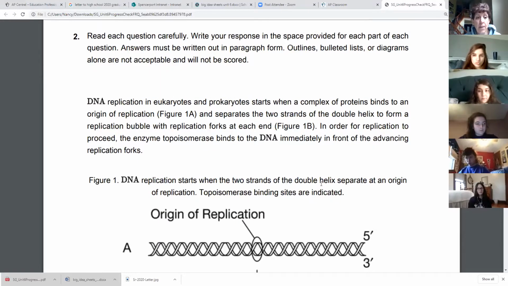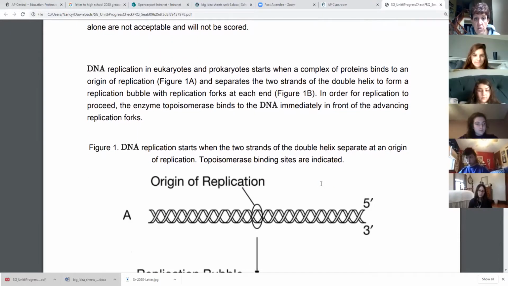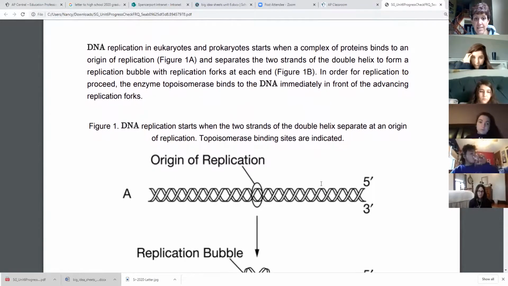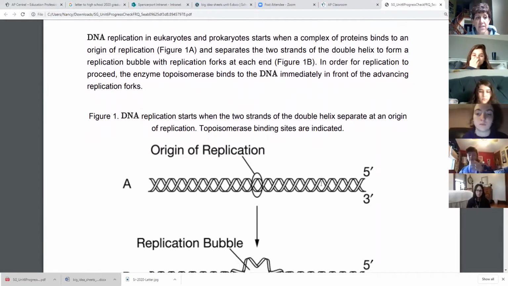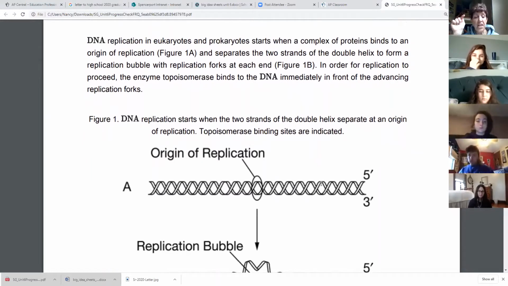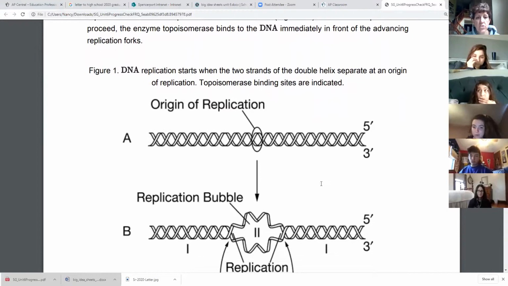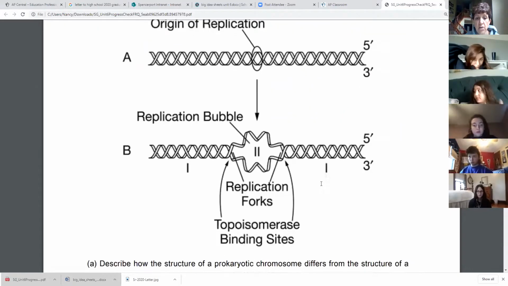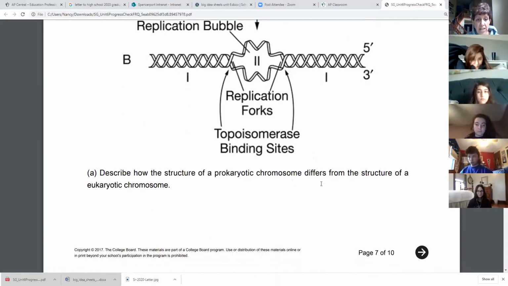So this one says DNA replication in eukaryotes and prokaryotes starts when a complex of proteins binds to an origin of replication and separates the two strands to form a replication bubble with replication forks at each end. In order for replication to proceed, the enzyme topoisomerase binds to the DNA immediately in front of the advancing fork. I'd be psyched like crazy if this came up because you literally all built your own replication forks. Like, you know this stuff. So there's our origin of replication, meaning that's where it's going to open up. That's where you're going to start your little bubble. You're going to have a fork going in each direction.